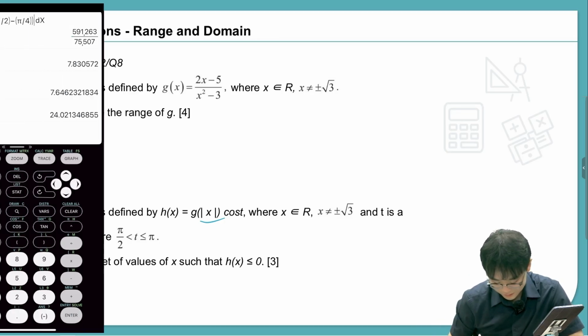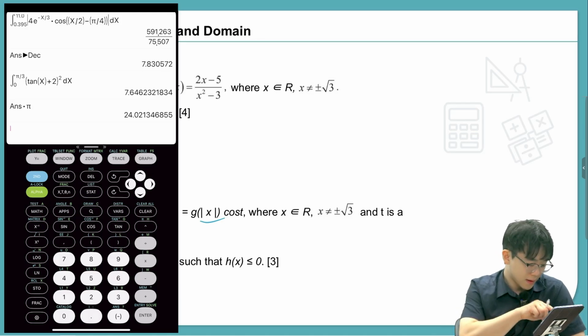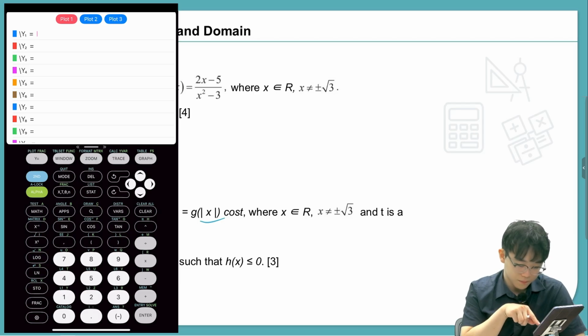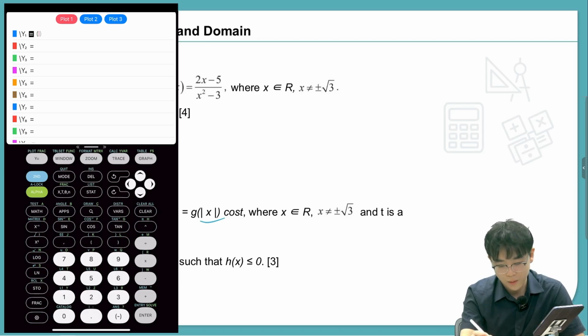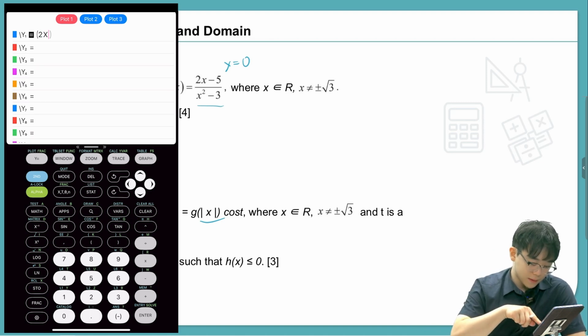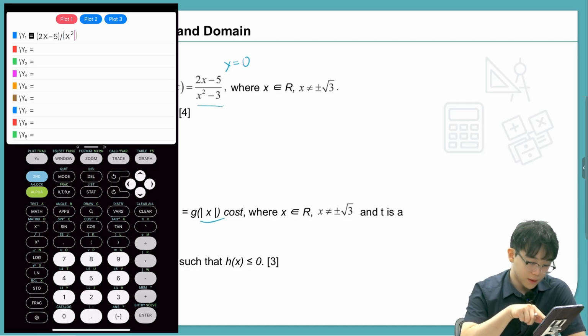So first, let's do g of x. So let's plot g of x and find the range. Okay. So from the get-go, we know that there is going to be a horizontal asymptote because the degree is greater in the denominator than the numerator, right? So we have 2x minus 5, divide that whole thing by x squared minus 3.